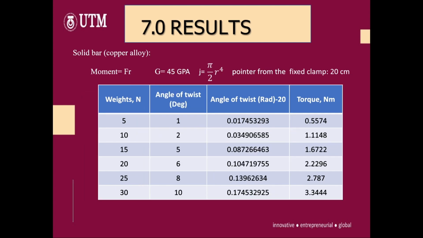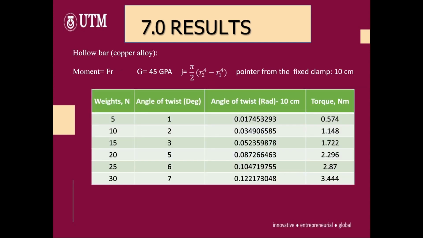Now it's the same solid bar, but we change the pointer from the fixed clamp to 20 centimeters, and we can see here we have a bigger angle of twist which varies from 1 up to 10 degrees, and the torque is the same. And for the hollow bar, for the copper alloy, the pointer from the fixed clamp is 10 centimeters, so we got here the angle of twist is from 1 to 7 degrees, and the torque is from 0.574 to 3.4.